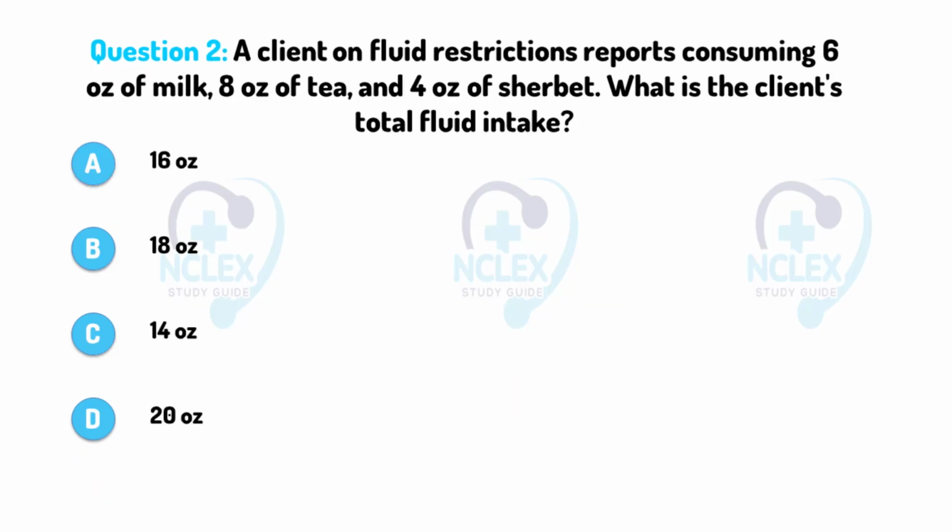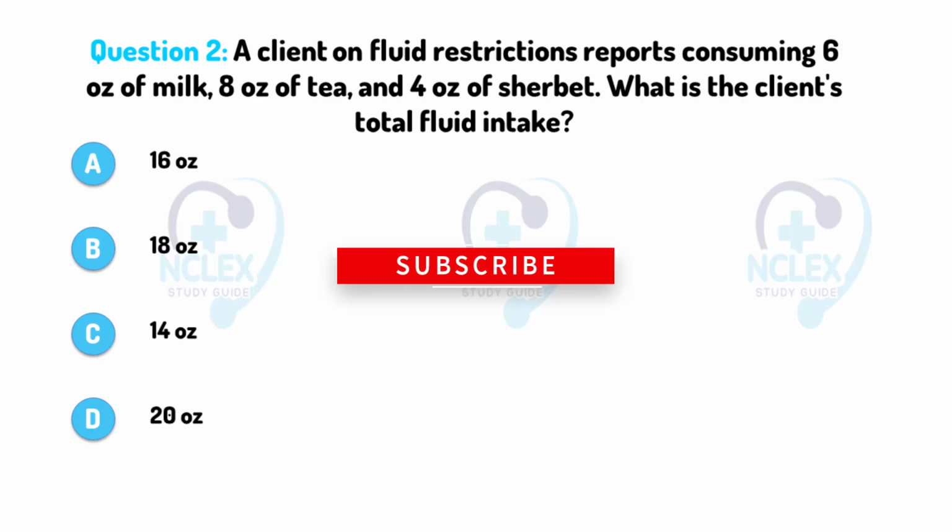Question 2. A client on fluid restrictions reports consuming 6 ounces of milk, 8 ounces of tea, and 4 ounces of sherbet. What is the client's total fluid intake? A. 16 ounces, B. 18 ounces, C. 14 ounces, D. 20 ounces.